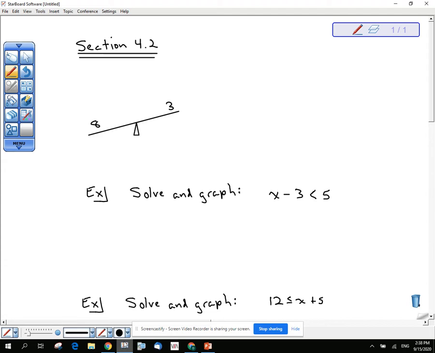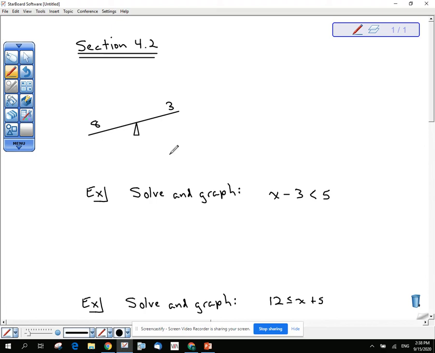I didn't draw anything, but when we were solving equations in Chapter 3, you could think about a balance scale, or again a seesaw, teeter-totter kind of thing. And with an equation, it would be straight across, and you've got a balanced weight on either side. Well, now we're dealing with inequalities in Chapter 4, and there's a similar analogy that can be made.